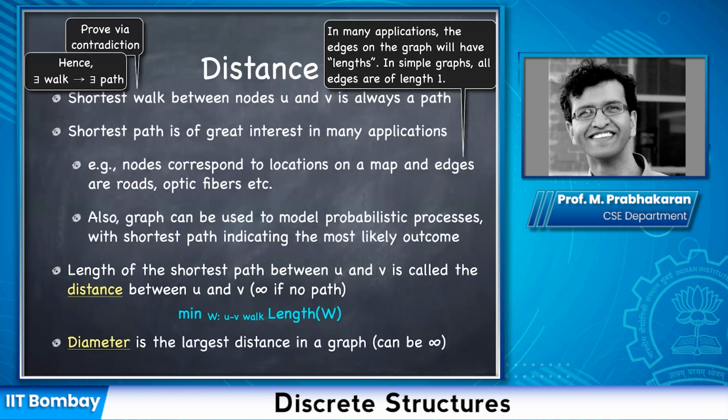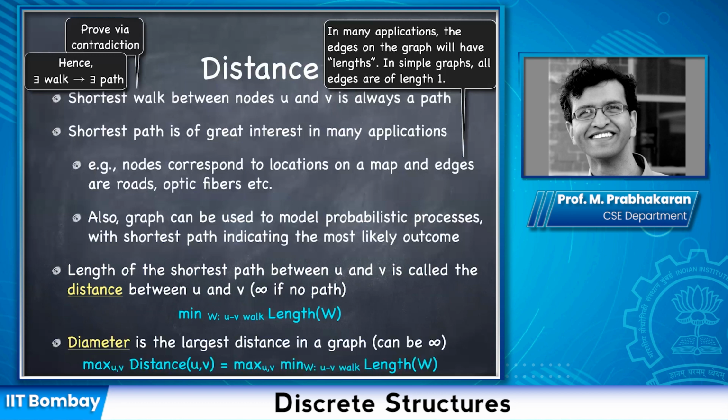Also define something called a diameter. Diameter is the largest distance in a graph. So this kind of tells you how well connected the graph is in some sense. In a connected graph, you can go from every node to every other node, and the furthest you will need to go is called the diameter. Of course, if it's not a connected graph, it can be infinity.